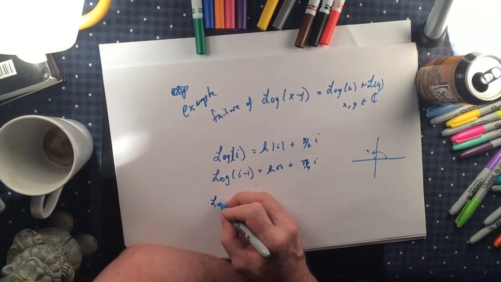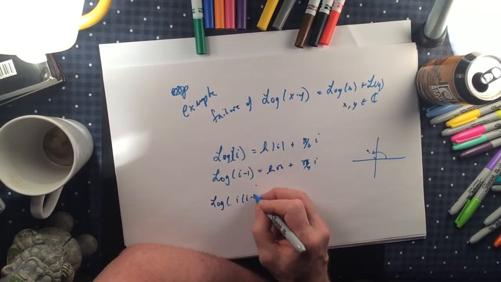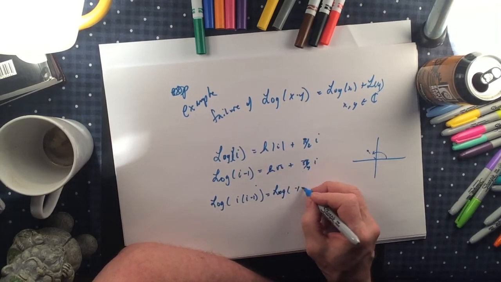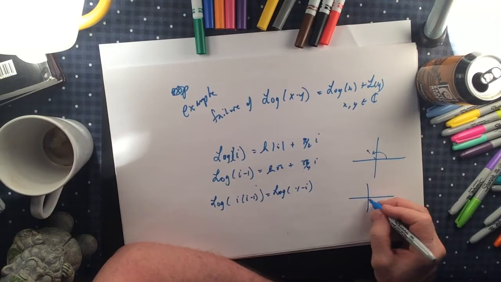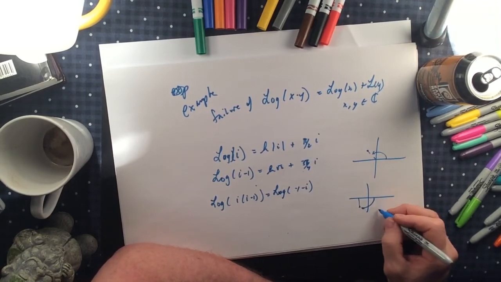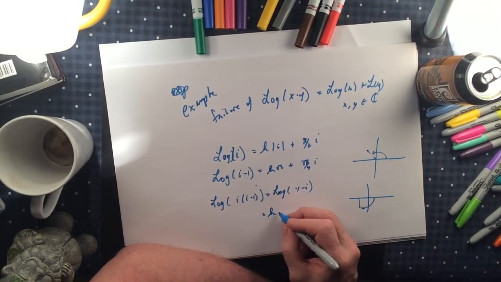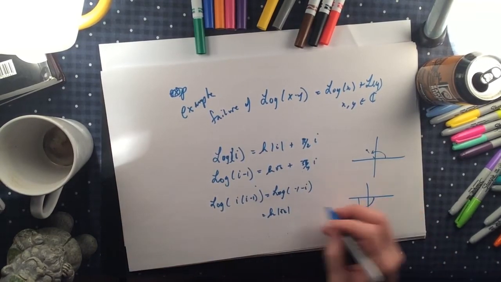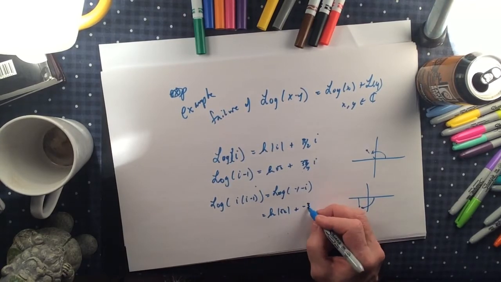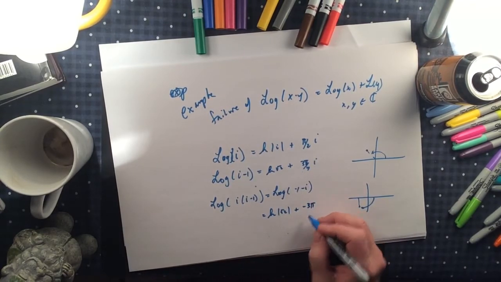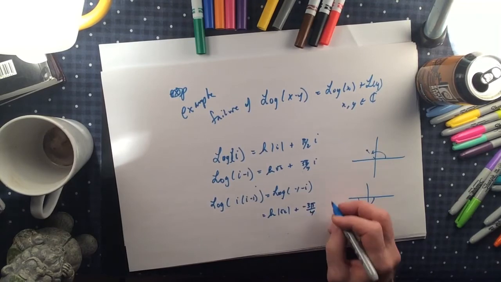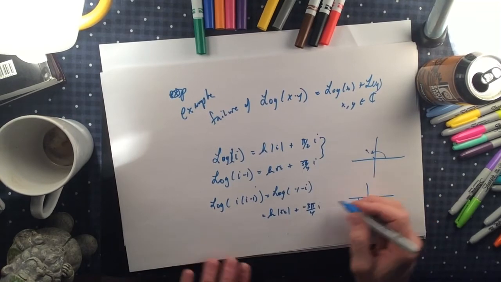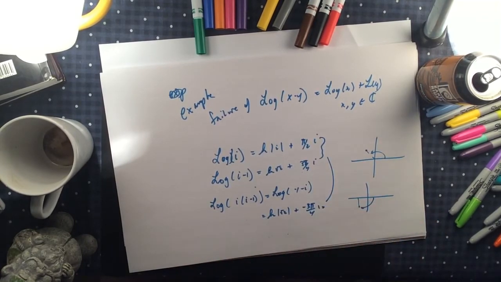And now if we do the log of i times i minus 1, which is the log of minus 1 minus i, which will be ln of the length, the square root of 2, but the angle will be minus 3 pi fourths, times i. And these two added together don't equal this.